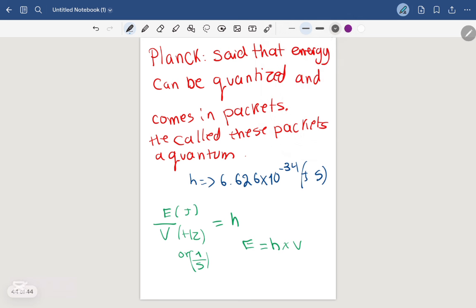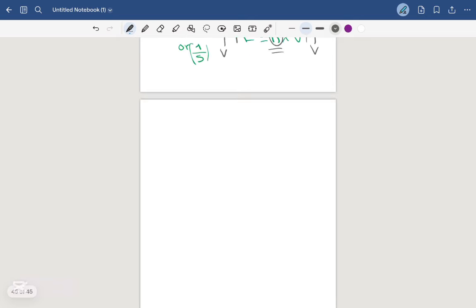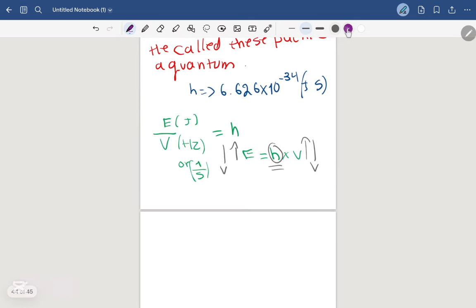Now, what can we notice? Because his constant is constant, right? It will not change. But because his constant is constant, if we increase the energy, then the frequency is going to increase. But if we decrease the energy, then the frequency is going to decrease. So we can say that the higher the energy, the higher the frequency. The lower the energy, the lower the frequency. This is why gamma rays are the most energetic, because they have the highest frequency.